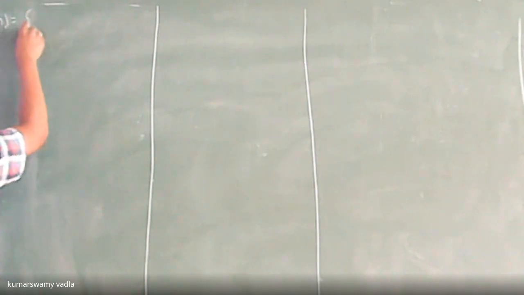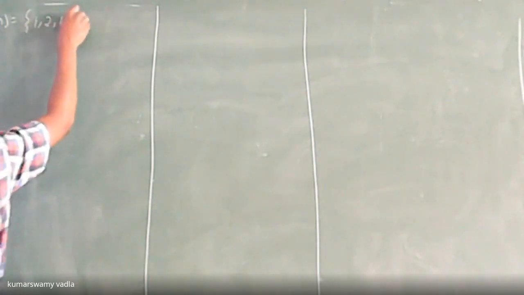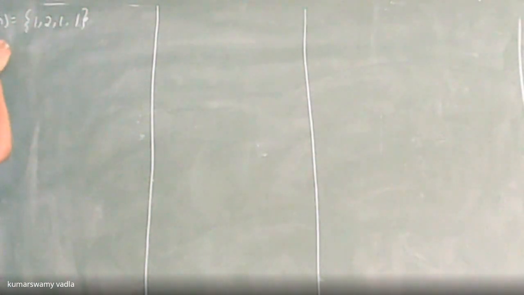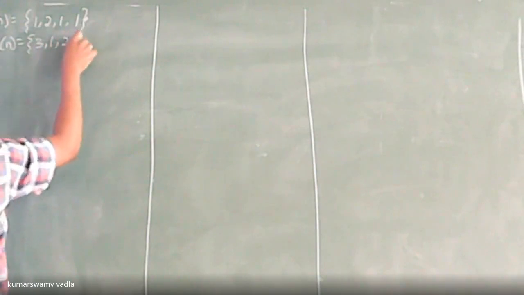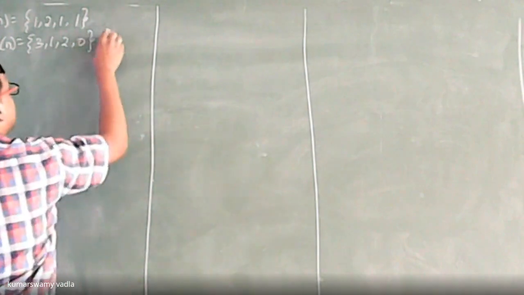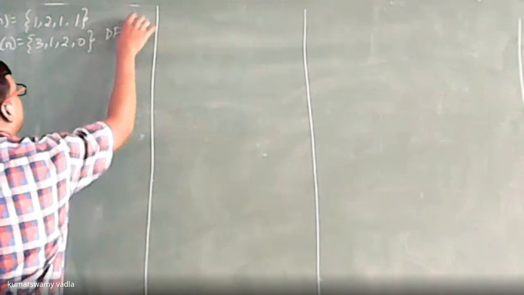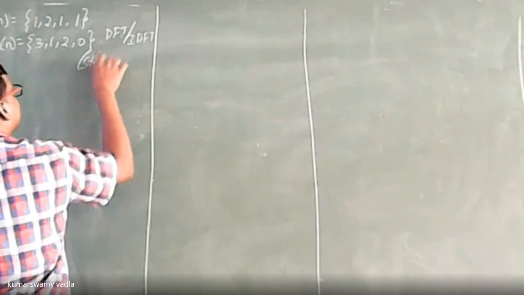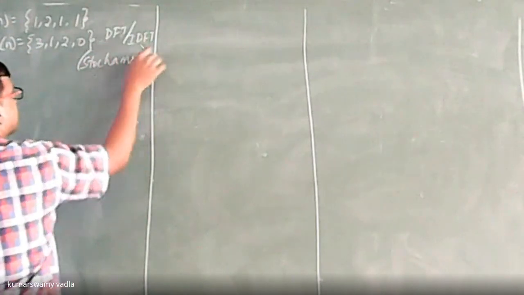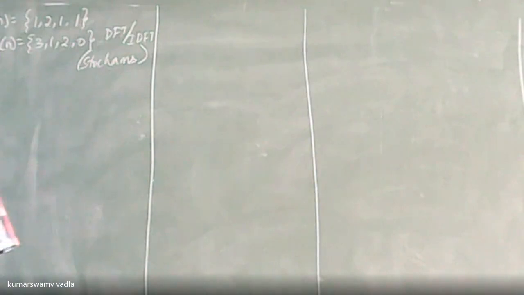x1 of n is equal to 1, 2, 1, 1. x2 of n is equal to 3, 1, 2, 0. First, the DFT, IDFT method, or Stockham's method. First one. How will you do this, friends?